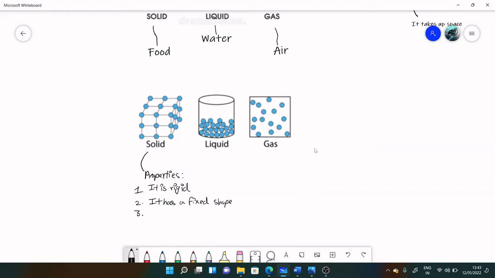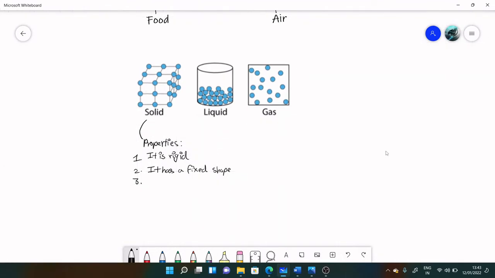Now let's look at shape. It's related to rigidity. We know that the shape of solids does not change. If solids have rigidity, a tendency to keep their shape, that means solids have a fixed shape, because their shape doesn't change unless external forces are applied on it.